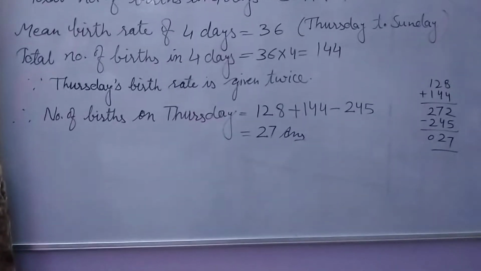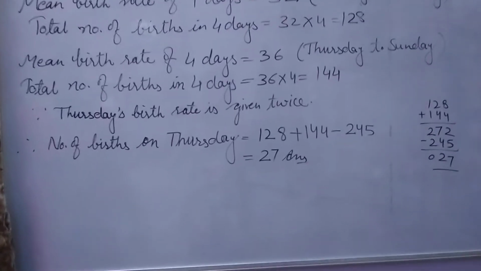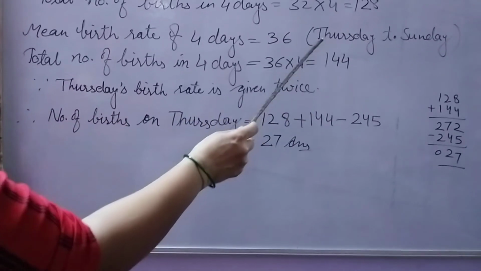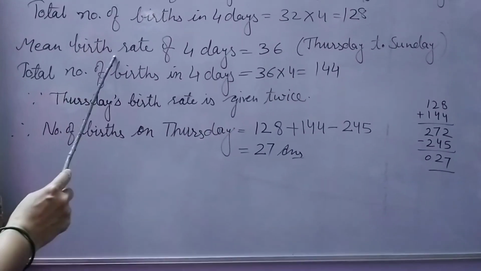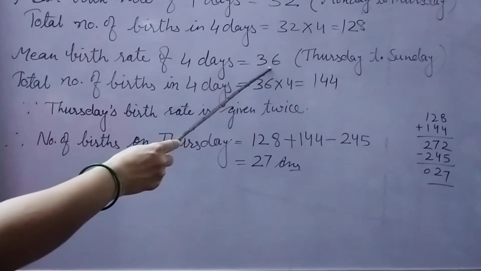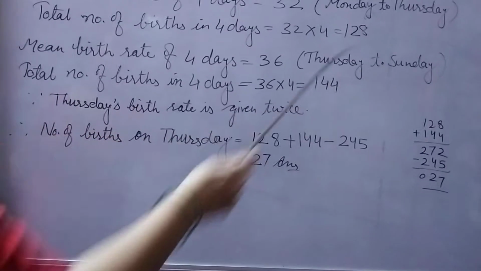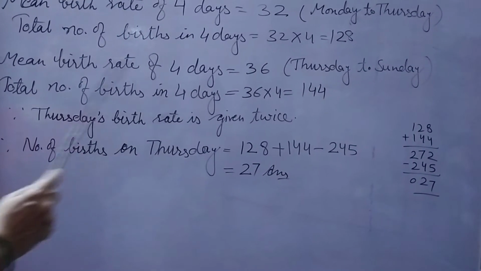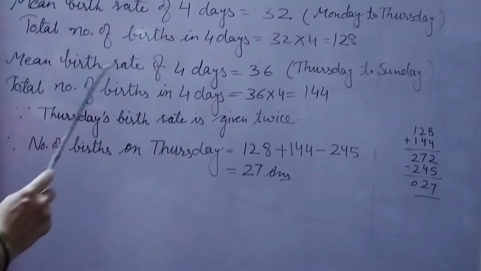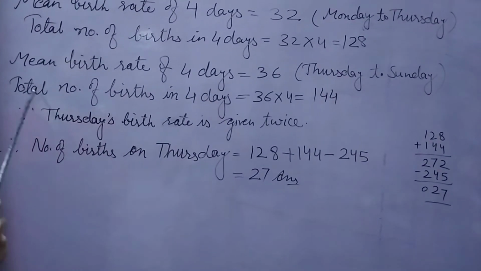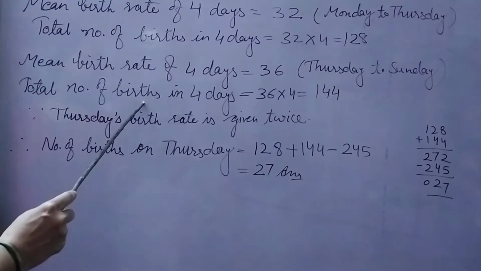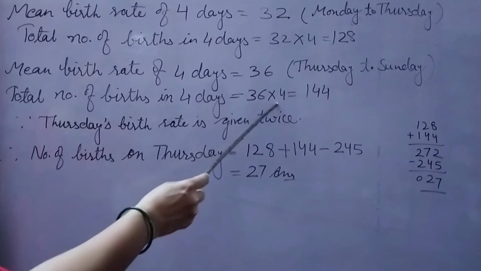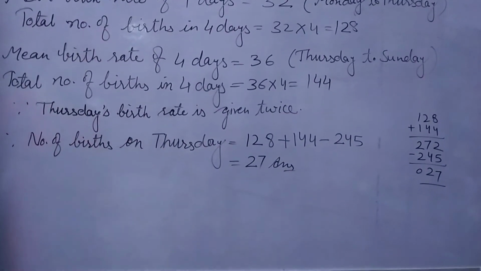Next it is given that that of Thursday to Sunday was 36. Means mean birth rate of 4 days, from Thursday to Sunday, is 36. Thursday, Friday, Saturday, Sunday. 4 days, again 4 days. Mean birth rate of 4 days is equal to 36. You can find total number of births in 4 days. Clear? We can multiply these two. 36 multiply 4, 144 we got.